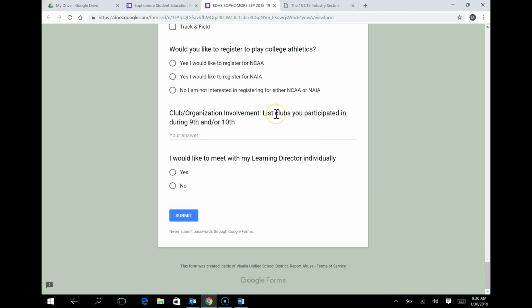Would you like to register to play college athletics? Options would be, yes, I would like to register for the NCAA. Yes, I would like to register for the NAIA. Or no, I'm not interested in registering for either NCAA or NAIA. If you have questions about the NCAA and NAIA registration process, you can come and see me. Club organization involvement. I'd like you to list the clubs you participated in during 9th and or 10th grade.